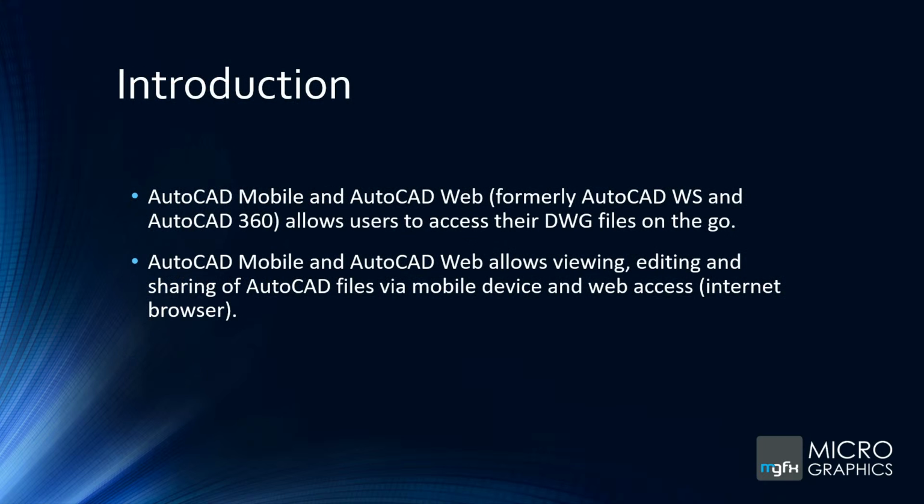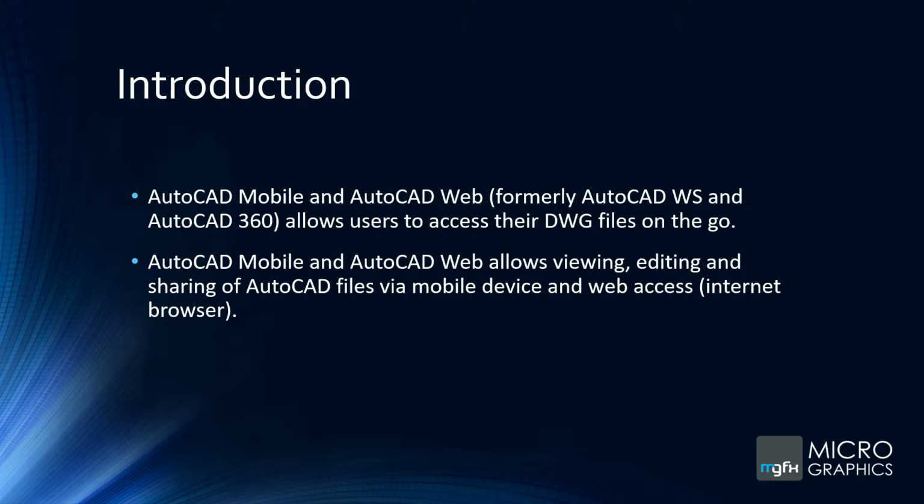Okay, so basically, what is AutoCAD Mobile and AutoCAD Web? If you've been in the industry for quite a long time, or have seen how Autodesk has progressed with this whole collaboration on the cloud and the internet, it was called AutoCAD WS and AutoCAD 360. That was the previous name. If you have seen those words being bandied about, it's now become AutoCAD Mobile and AutoCAD for Web. And like it says, it allows users to access DWG files on the go.